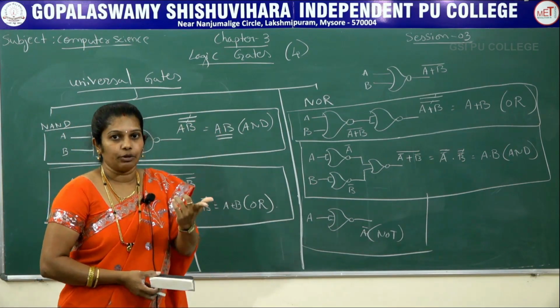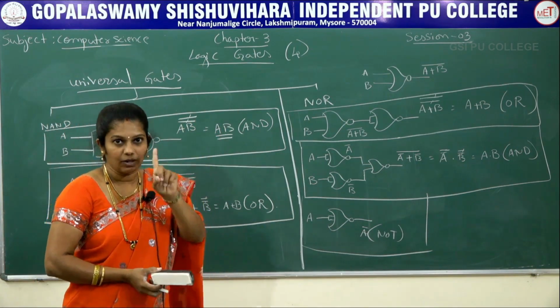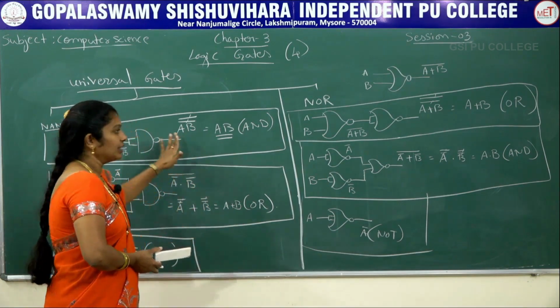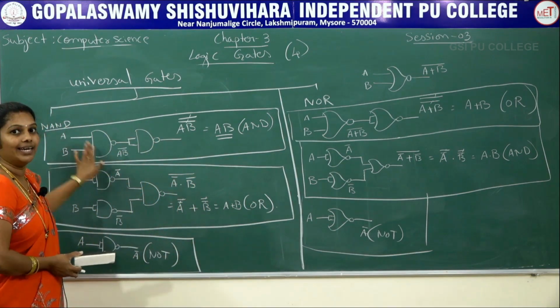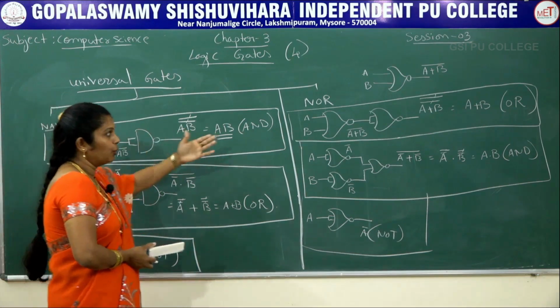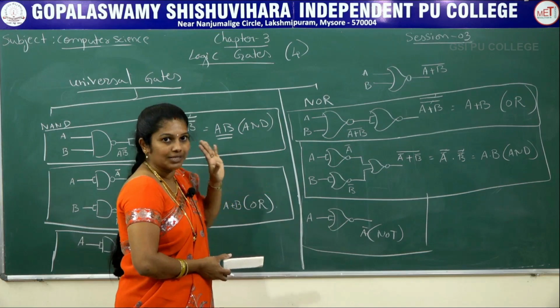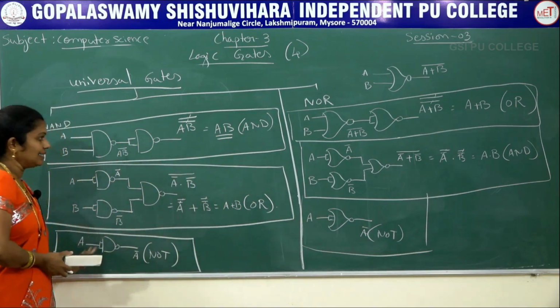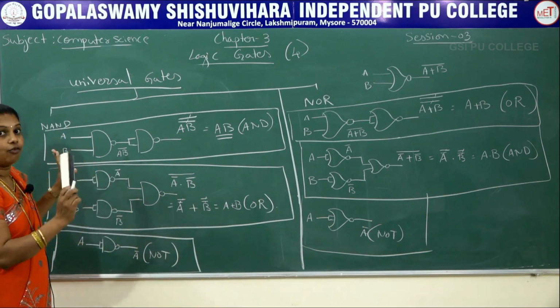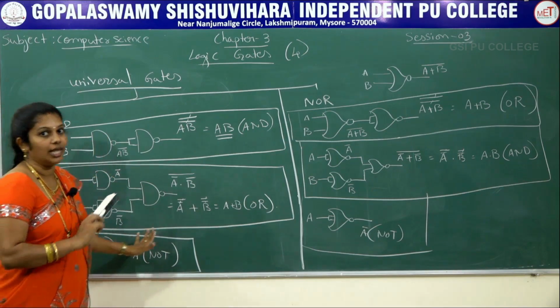Otherwise for 1 mark they may ask what do you mean by universal gate. Otherwise for 3 marks they may ask prove NAND gate is universal gate or prove NOR gate is universal gate in the exam. Now is it clear? See, if you write these symbols then you will get full 3 marks. It's a 3 marks question in the annual exam.